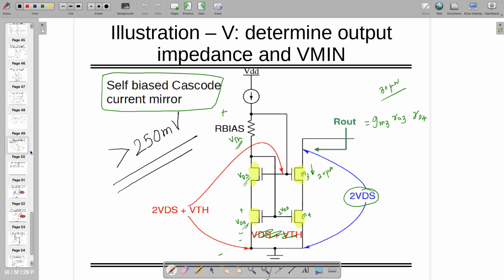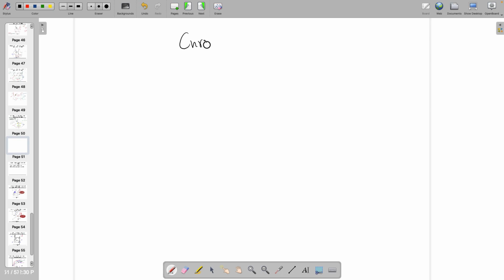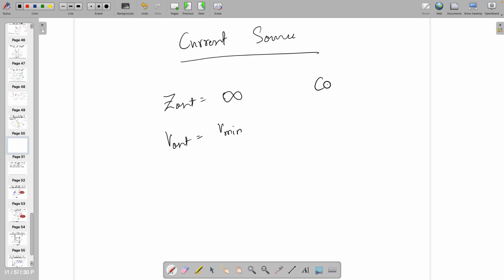Anyway, as we know, we wanted to have a current source which has only two things: Z out as infinity and V out as V min. So we could have made cascode a good option. However, there was some problem in terms of V out, which was not coming as really 0. In the normal one, we were seeing VDS, but with cascode, we were seeing 2 VDS plus VTH, even 3 VDS plus 2 VTH, and so on and so forth, if you are stacking more and more transistors.